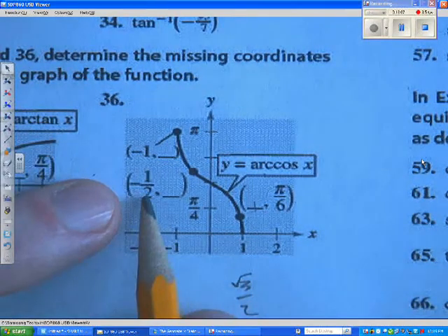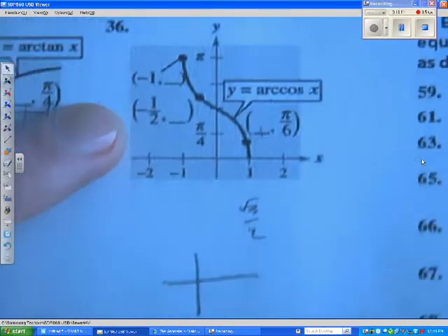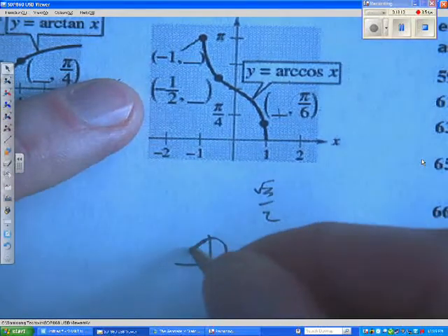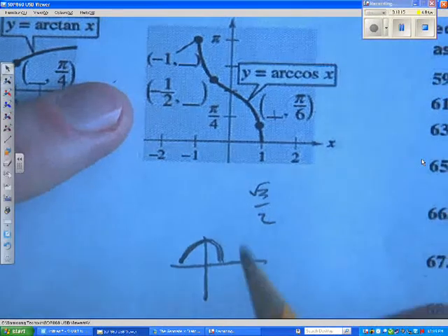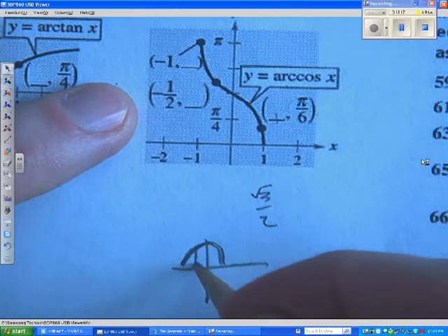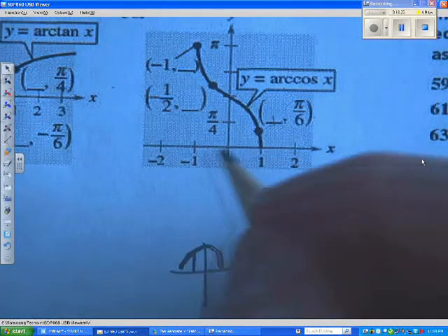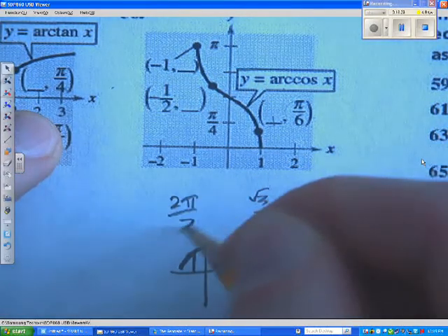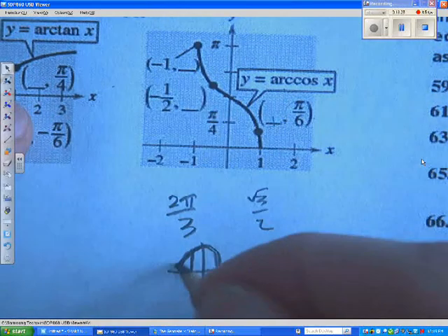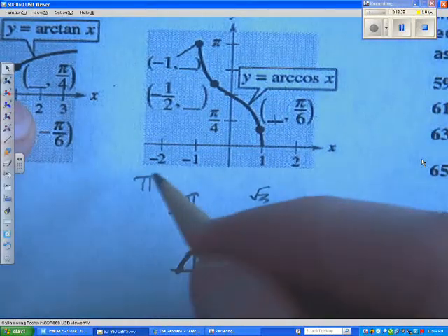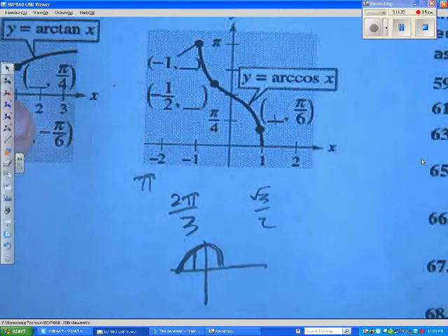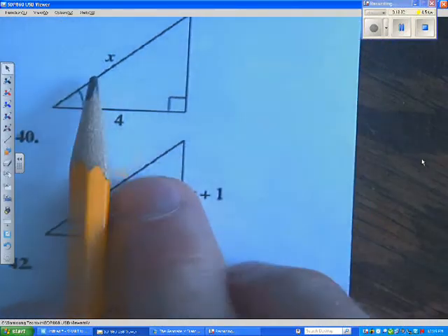If we're looking for what angle goes with cosine of negative 1/2, remembering that cosine is restricted to 0 to pi for the range, negative 1/2 is right here, and that is 2 pi over 3. So this has an angle of 2 pi over 3. And then negative 1 is this coordinate right here, and that's pi as your angle. Awesome. Go ahead and draw number 38.